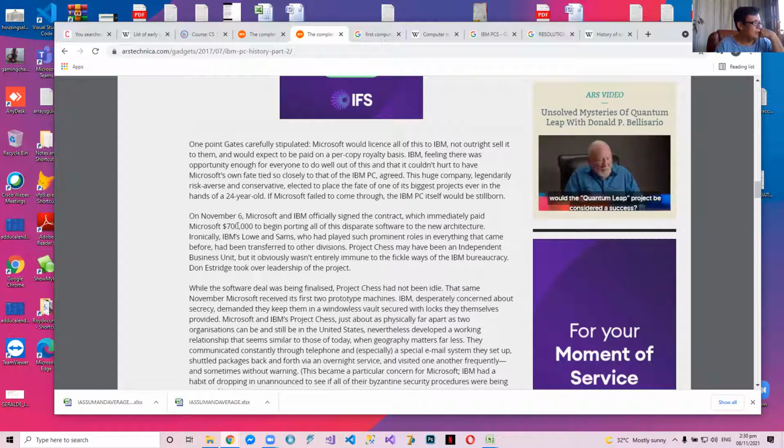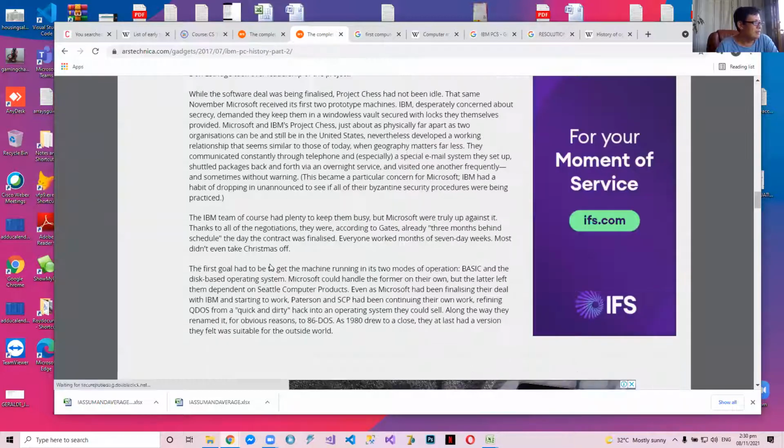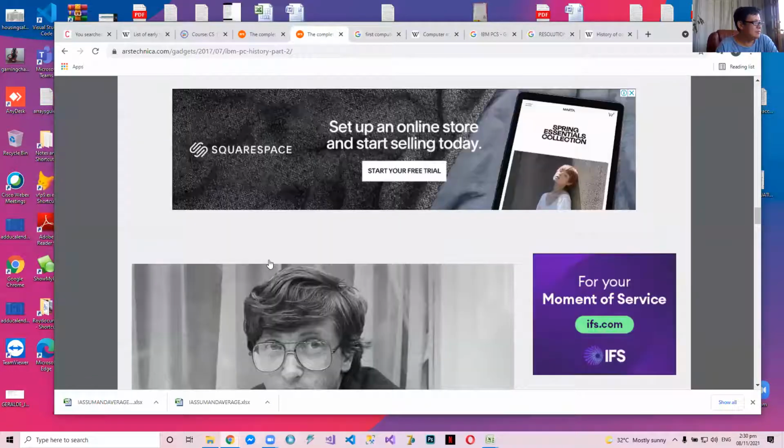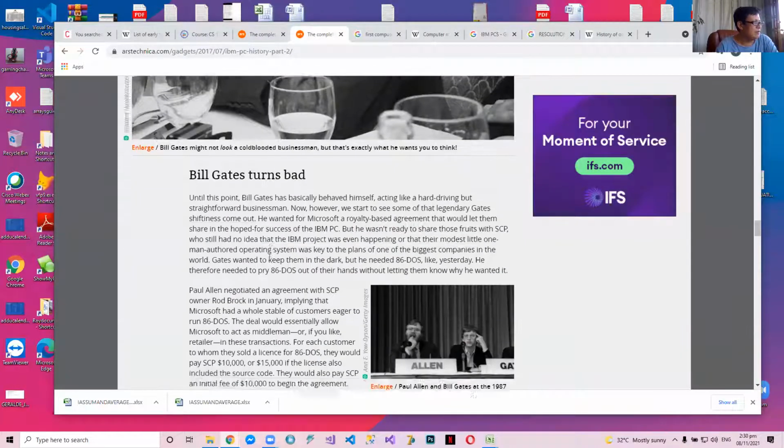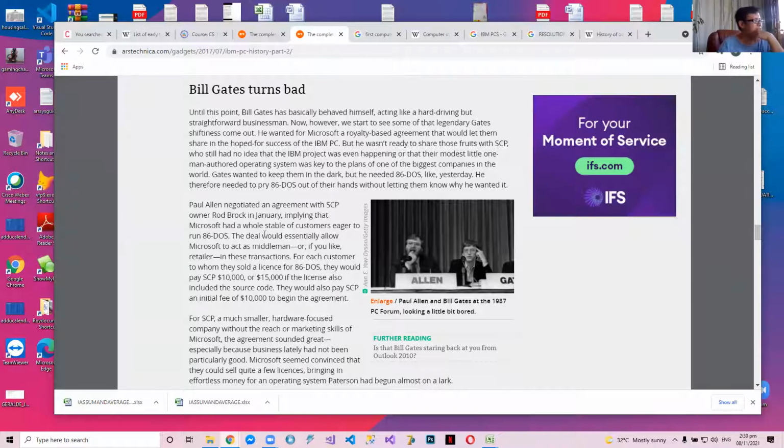IBM paid Microsoft $700,000 to port all the systems that they have to run on MS-DOS. There's Bill Gates in 1984. There's another story, because Bill Gates went out to sell their own operating system, but it was originally made by the 86-DOS.